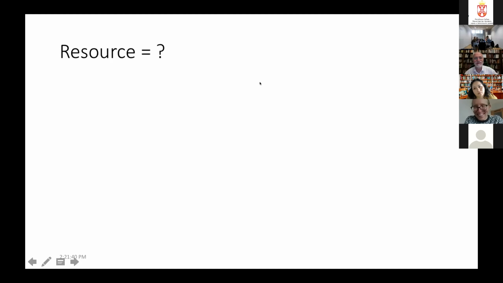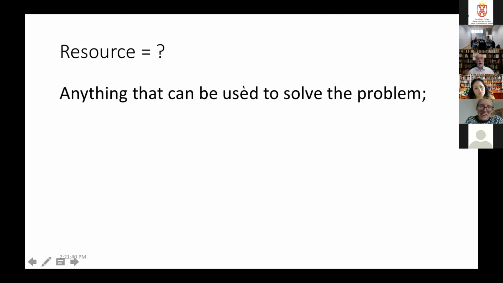I think that's something that we can use, like a tool. Something we can use. Well, anything that we can use to solve the problem. Yes. So you were right.